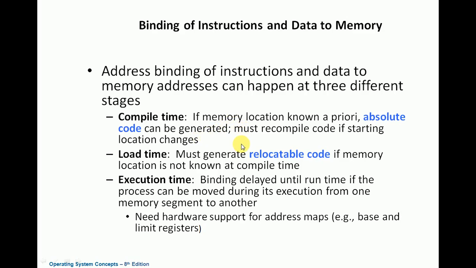If the memory location is known to us in advance, then absolute code can be directly generated. What is absolute code? This is basically the address where we can directly load the program into the main memory. If the memory location where exactly the program is to be loaded is known to us, then the compiler can directly generate the absolute code and that program can be loaded into the memory directly.